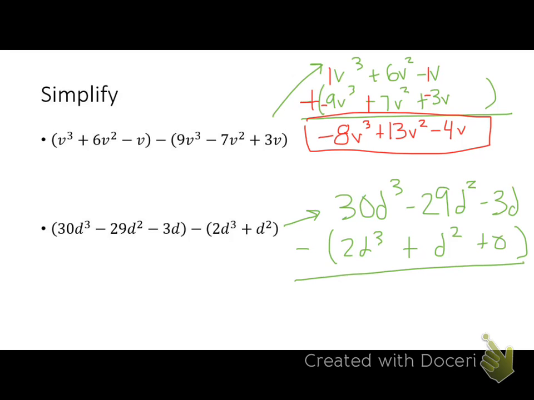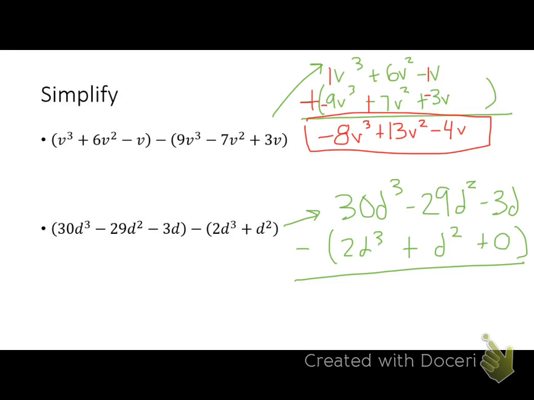In this case, I do want to hold on to that 0 because it's important, because it's saving a spot for that linear term above it. That 0 doesn't look good. I'm going to redraw it. There we go.